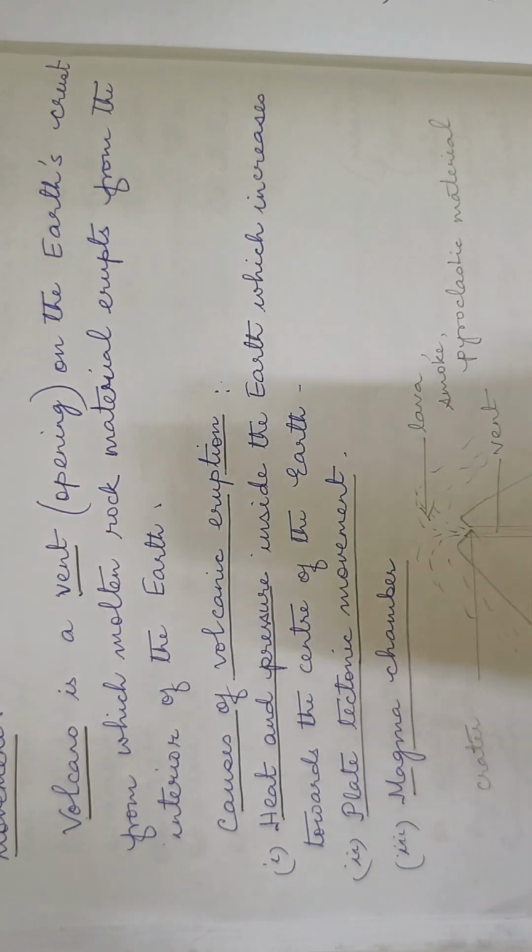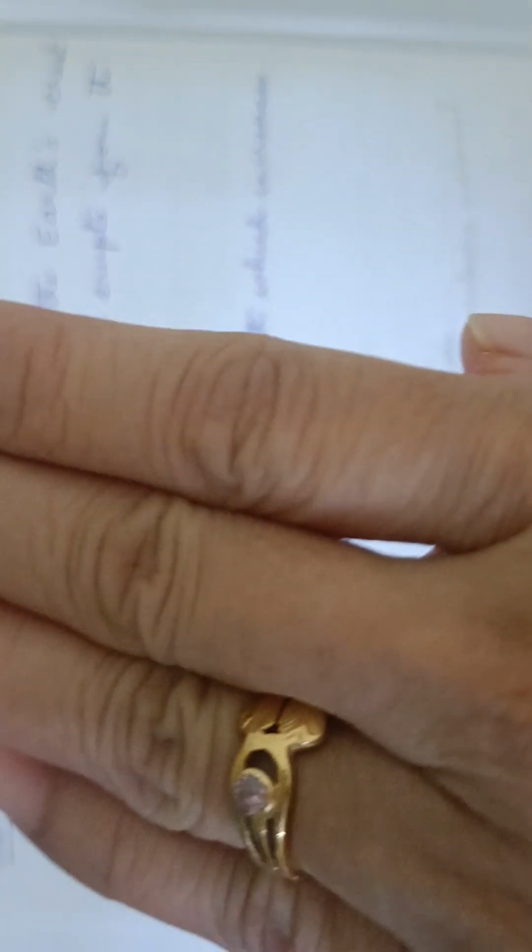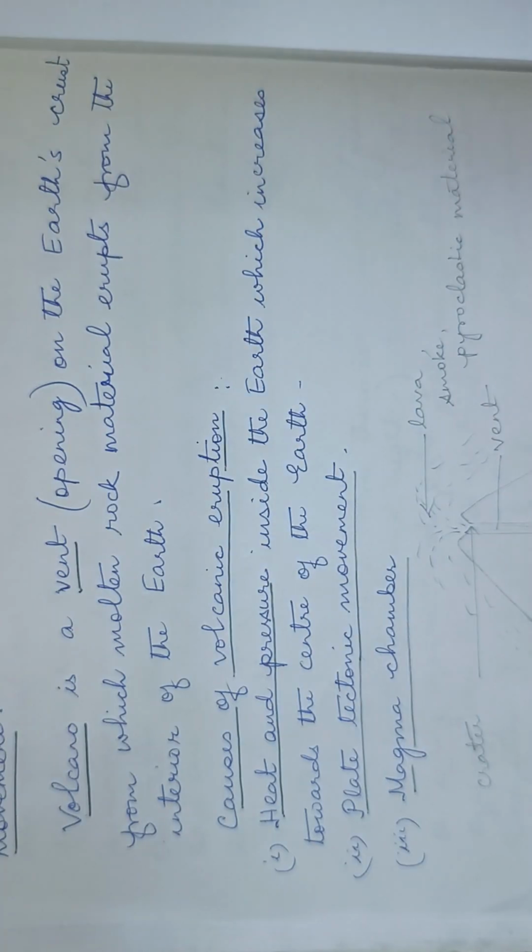Plate tectonic movement, suppose this is one plate and this is the margin of the plate. This is another plate and this is the margin of this plate. Now when these two plates either come and collide with each other or they slide past each other, whenever this kind of plate tectonic movement occurs, we have volcanic eruption. And third is magma chamber.